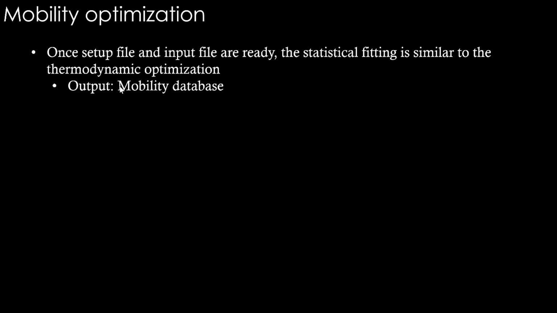Right? So about optimization, I am not going to spend too much time. Once the setup file and input file are ready, the statistical fitting is similar to the thermodynamic optimization, and the output is going to be a mobility database instead of a Gibbs energy database. Okay, so once the database is ready, simulation is done. Basically in thermodynamics we call it thermodynamic calculation. Here also we can call it diffusion calculation, since the entire transformation process is going to be simulated virtually. We are calling it a simulation.